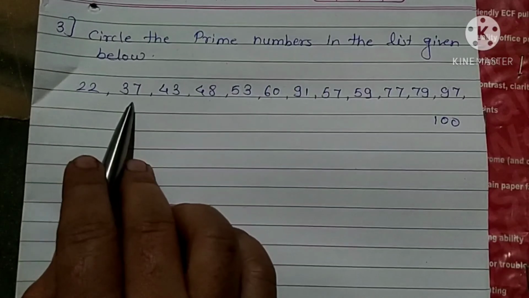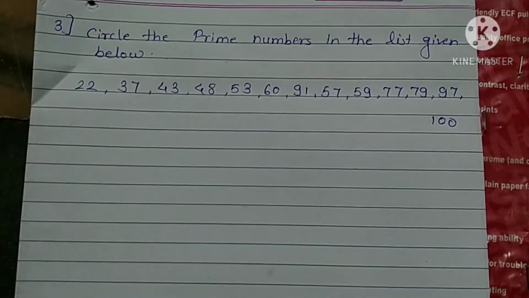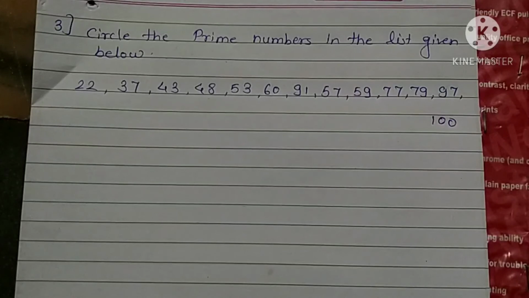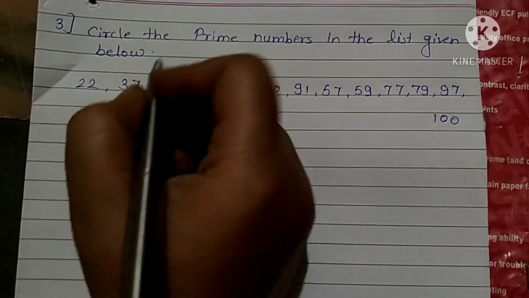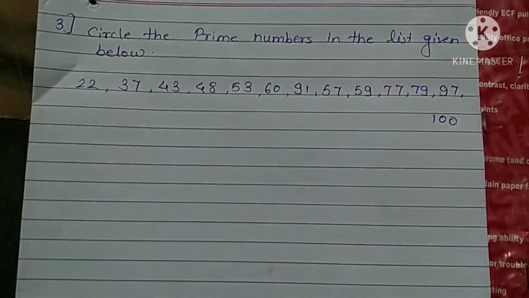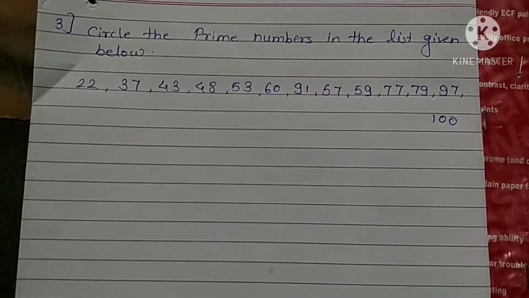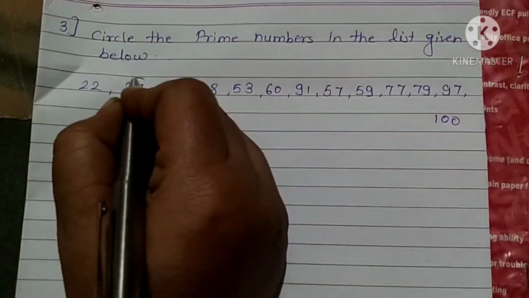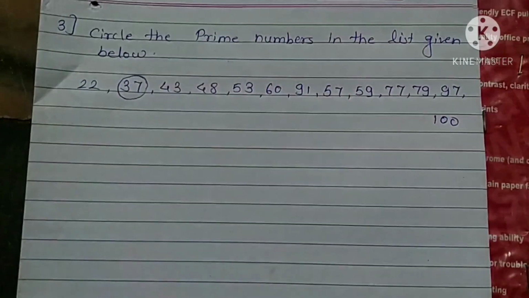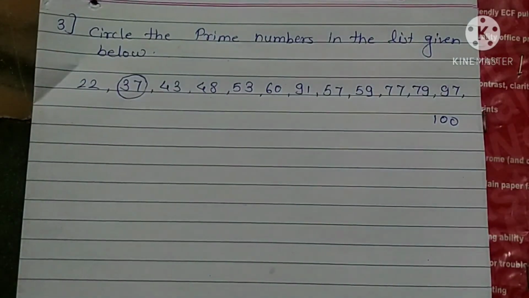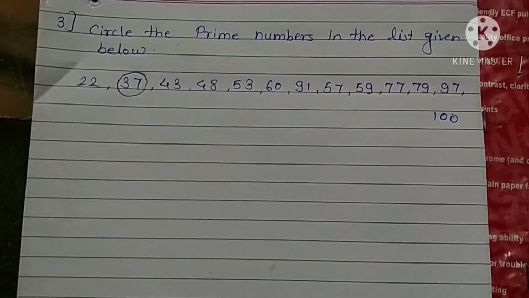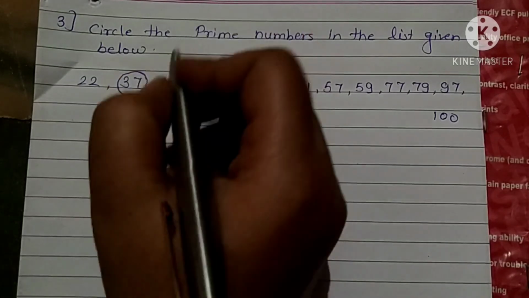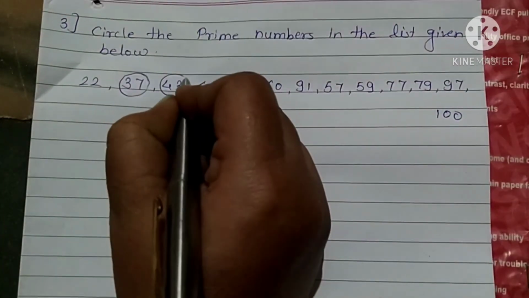Now 37. Is 37 present in any table? Check it, everyone. Is 37 present in any table? No. So 37 is not present in any table. Means what? 37 is a prime number which has only two factors, 1 and that number itself. So we have to circle it. Okay, then is 43 present in any table? Yes, check it, everyone, in tables. No. So 43 is also a prime number.